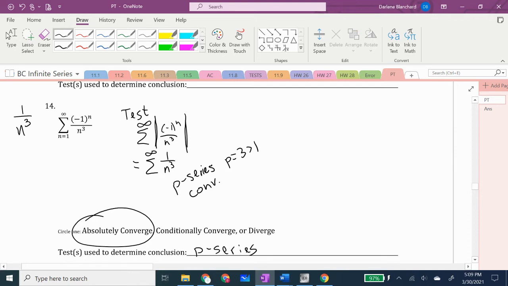Because what you're looking at is, once I've taken the absolute value of the terms, that is the series I'm testing. And that series converges by P series. So the only test that I used was P series, but I happened to test the series that is the absolute value of the terms in this one.